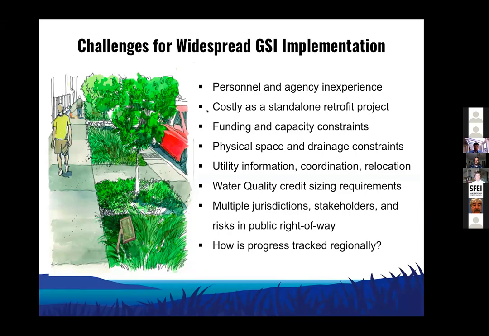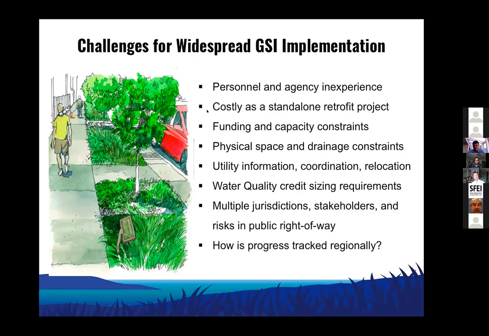Stormwater management is woefully underfunded for the demands that it has within the cities across the region. As I mentioned, this work is costly if it's a standalone retrofit project. That Berkeley site treats one half of an acre at a cost of over $340,000, not including the design or construction management costs. So I would always recommend that this kind of work be a part of a larger public improvement project, a component of a larger project where more can get done at one time.